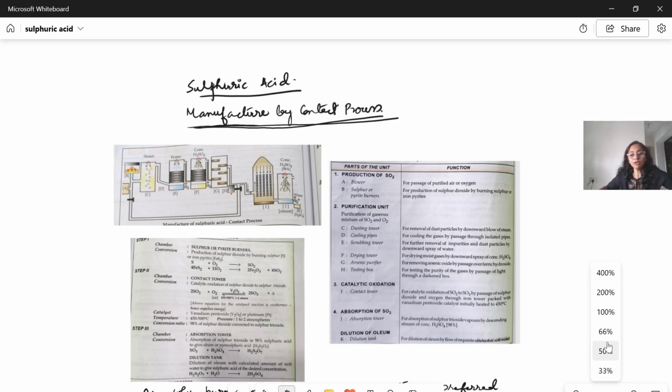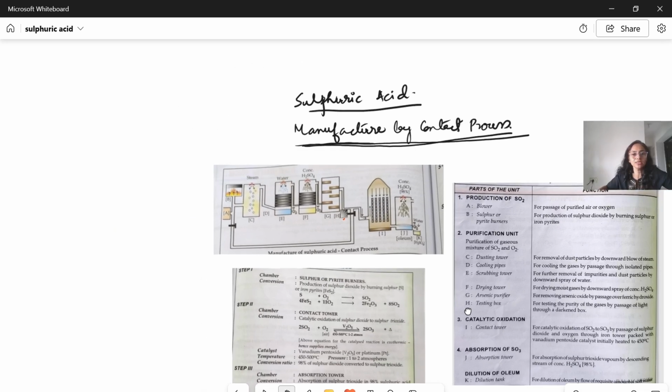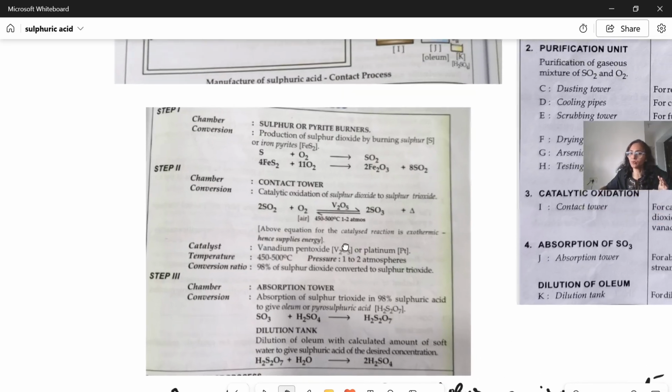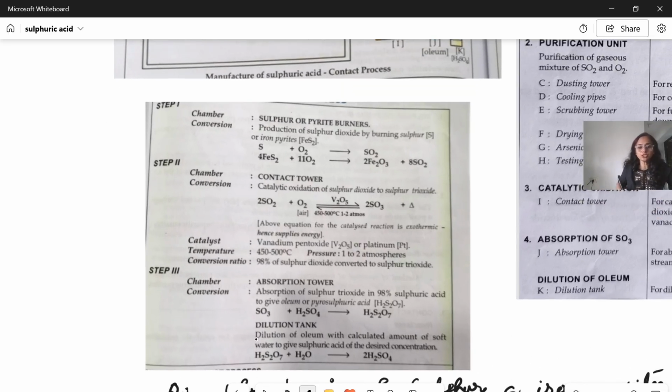When we do the manufacture of sulfuric acid by the contact process, there are three main steps. Let's look at the steps quickly. The first step is the production of sulfur dioxide gas. How is sulfur dioxide gas prepared? It is prepared either by burning sulfur or by burning iron pyrite. Iron pyrite is FeS2. That's the first step of the contact process.